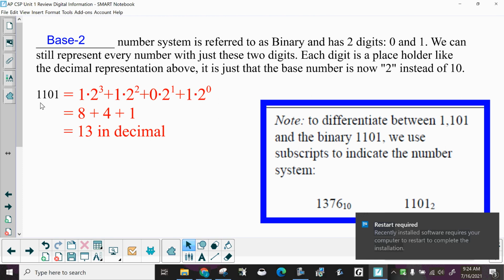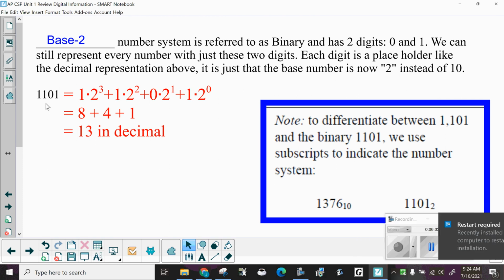Now, we have 1, 1, 0, 1. This is 2 cubed, 2 to the second, 2 squared, base 2 to the 0. Notice we always start, the 1's location is your base to the 0. And then you add all those together, okay? And I didn't include this one because 0 times anything is 0. That's why there's only 3 things added together here.